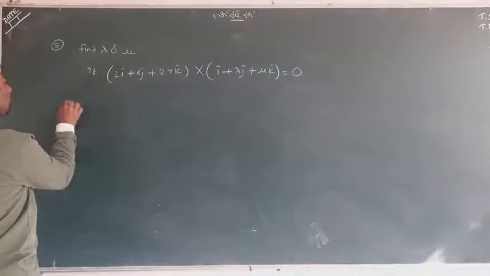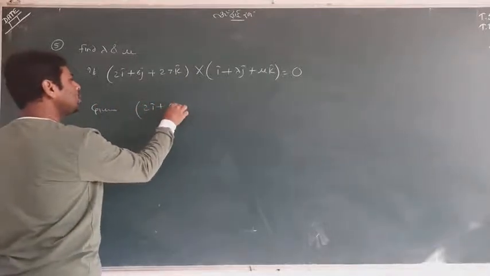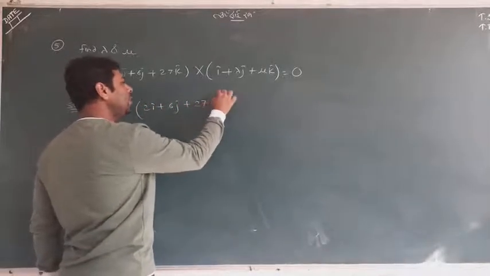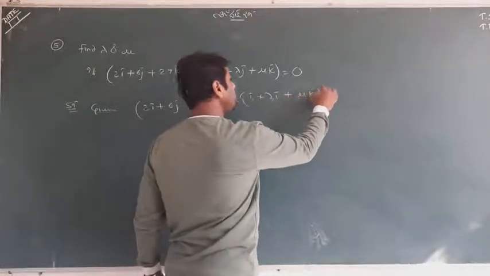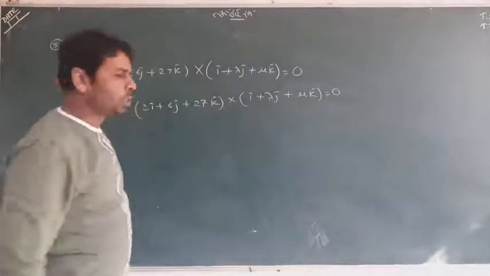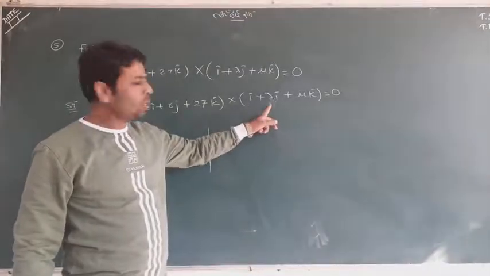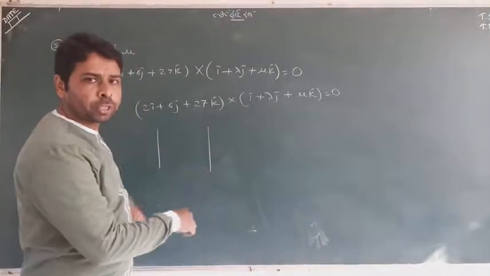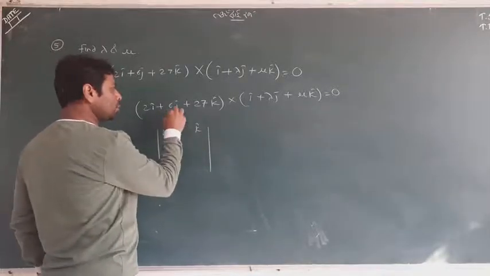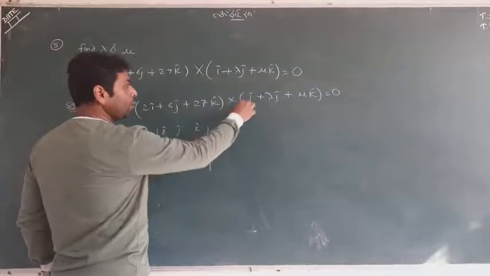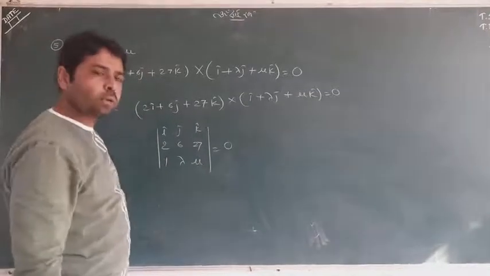Solution. We are given 2i plus 6j plus 27k cross product of i plus lambda j plus mu k is equal to the 0 vector. Let me explain. You should know these are two simple i, j, k vectors whose cross product is given by the determinant. So this is i, this is j, this is k, 2 6 27 and 1 lambda and mu is equal to 0. Now we can open it.